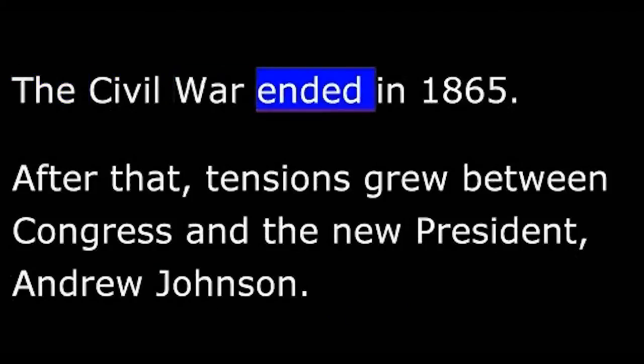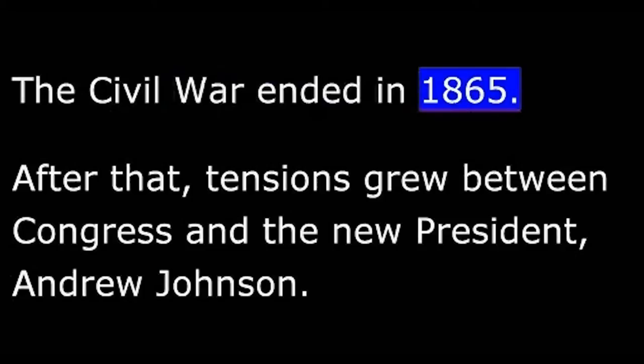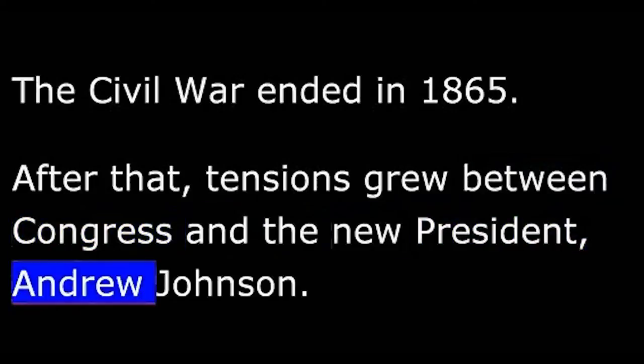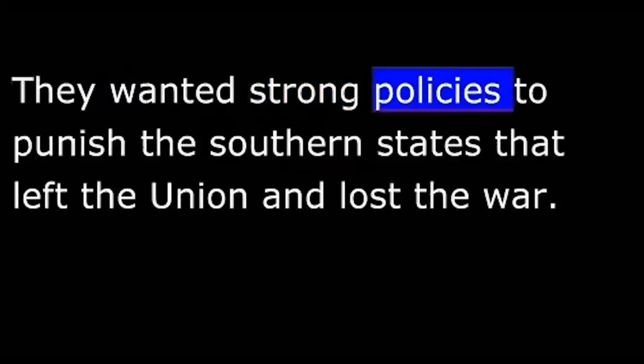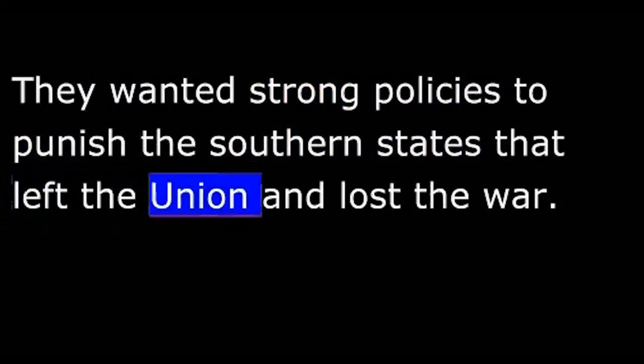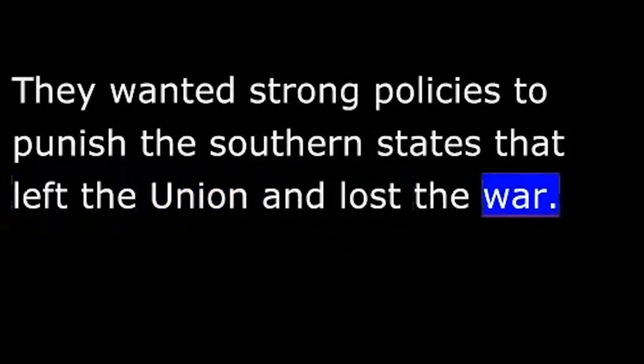The Civil War ended in 1865. After that, tensions grew between Congress and the new president, Andrew Johnson. The Republican Party was still new. It was formed to oppose slavery. Radical members of the party controlled Congress. They wanted strong policies to punish the southern states that left the Union and lost the war.